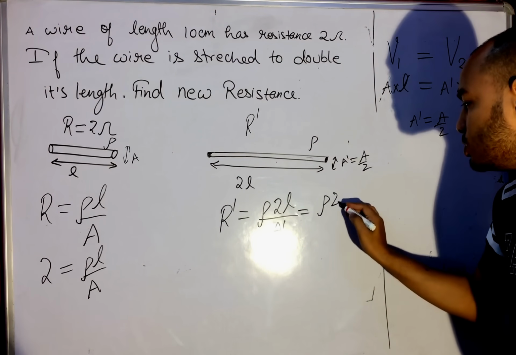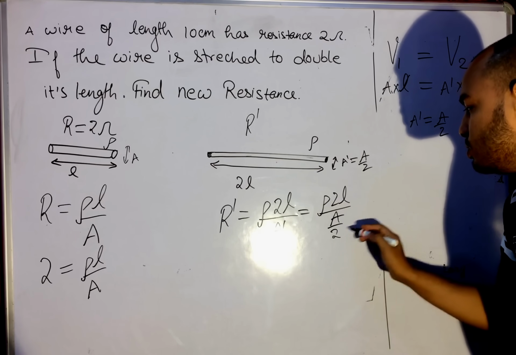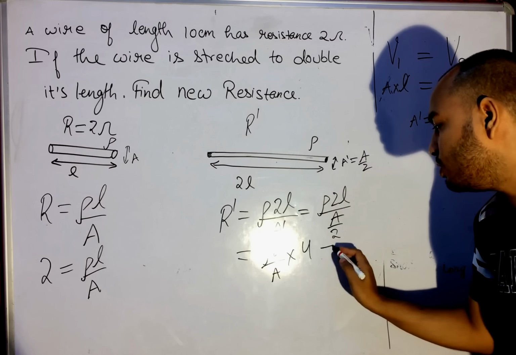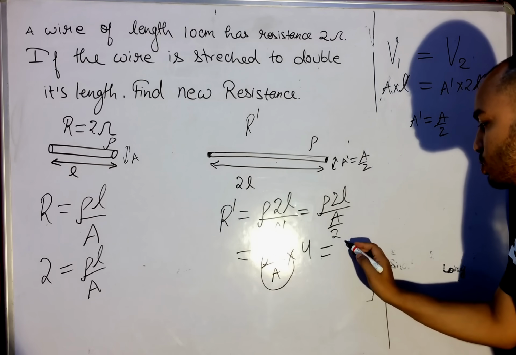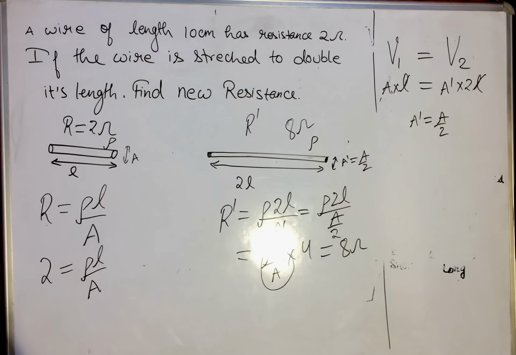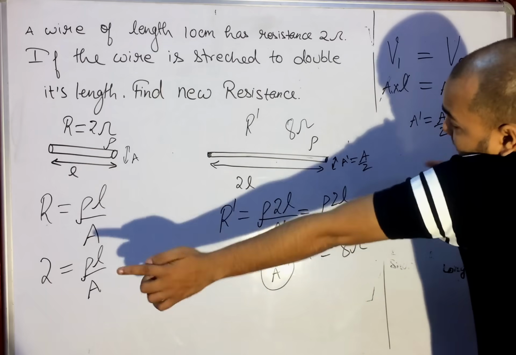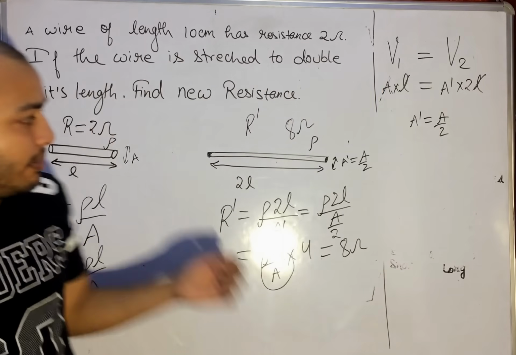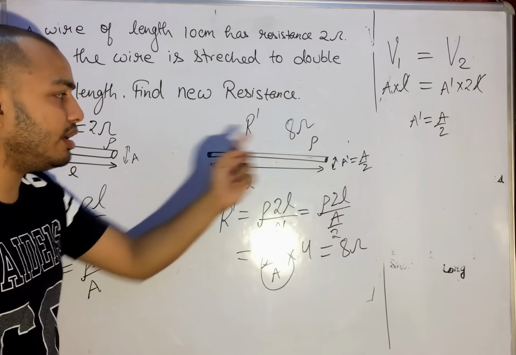Now rho 2L by A by 2. The 2 will go upside. Rho L by A multiplied by 4. The value of rho L by A is 2. 2 fours are 8 ohm. Resistance of the new wire will be 8 ohm. So on doubling the length, area becomes half. If you double the length, area becomes half, A by 2.